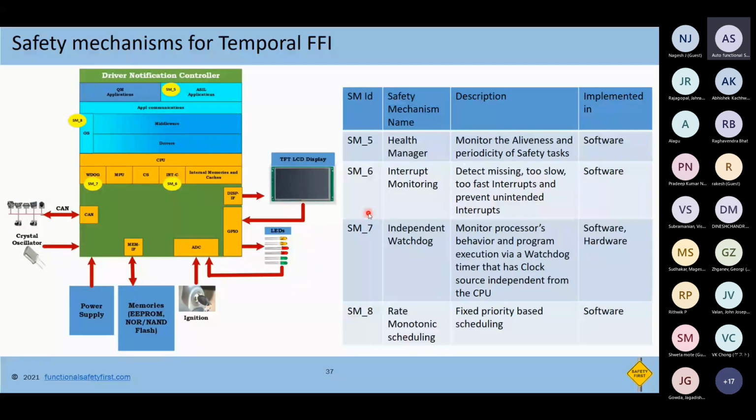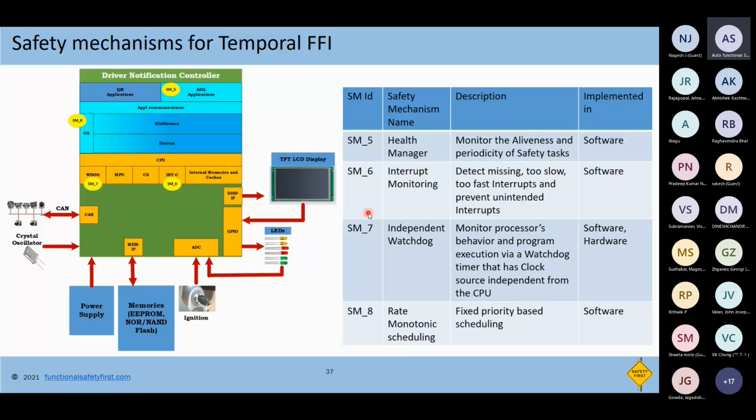Now, let's come to the third aspect of FFI, which is the temporal or the timing FFI. So for timing and execution, in this system, we have considered that the system has a health manager that is monitoring the aliveness and the periodicity of the safety tasks. Because we need some kind of health monitoring to make sure that all the safety related tasks are being executed correctly. So this system has a health manager that helps us achieve the timing FFI.